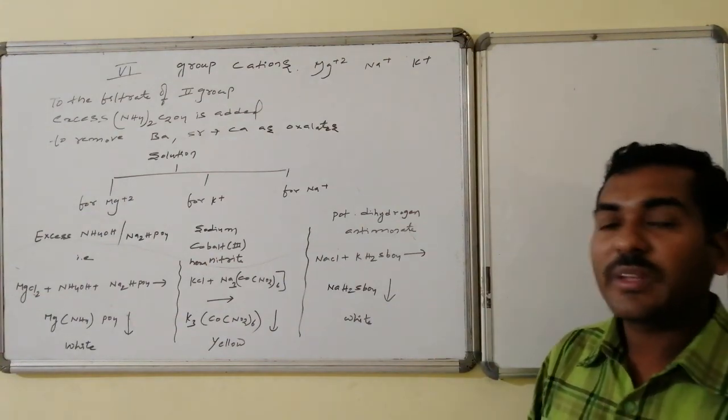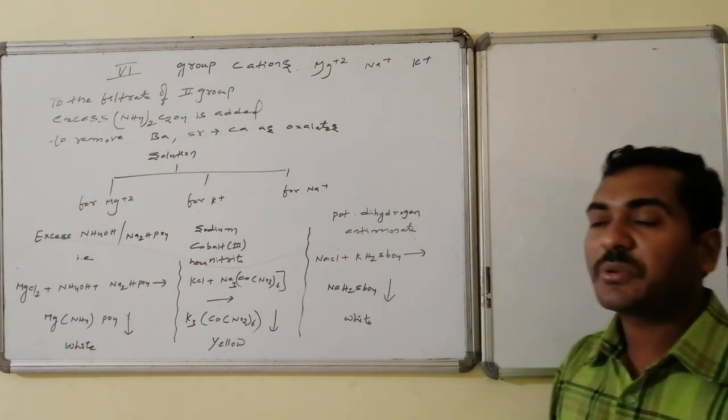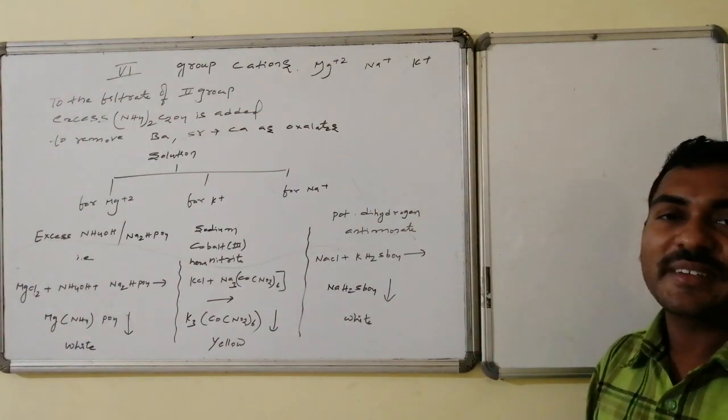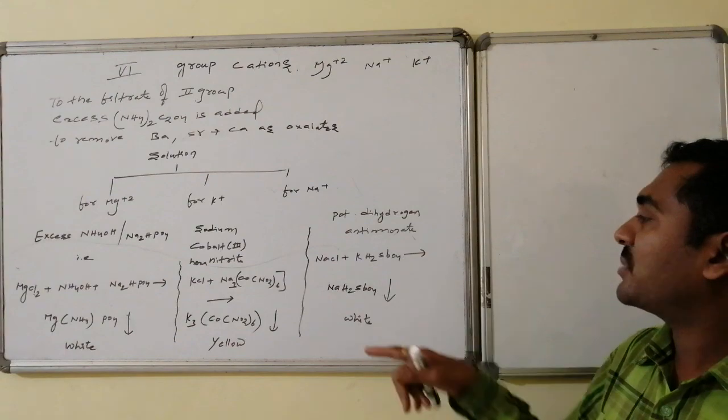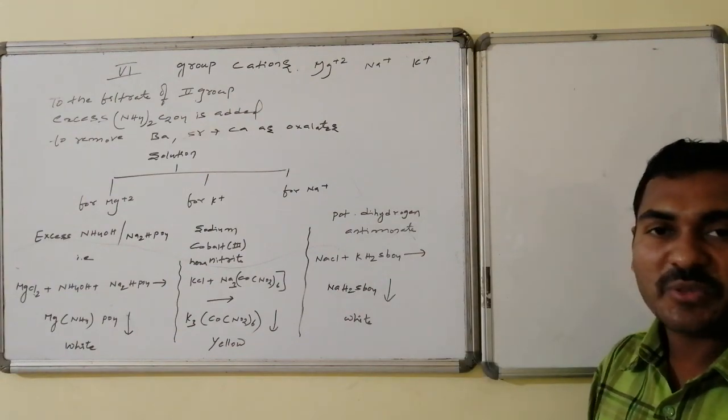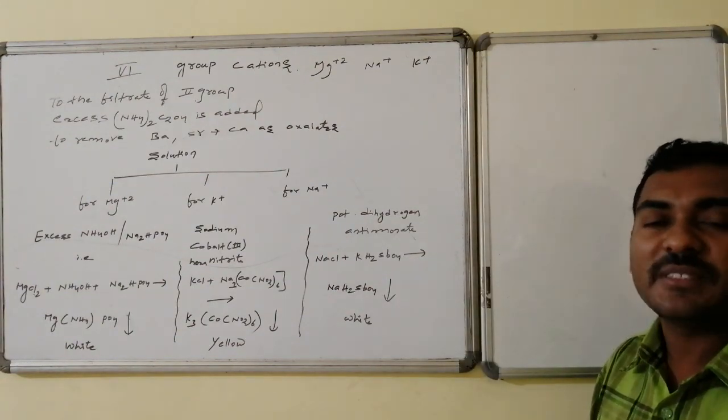Similarly, for the sodium, we have to use a potassium salt, that is potassium dihydrogen antimonate. Here potassium is replaced by sodium and it forms sodium dihydrogen antimonate, which is white in color.